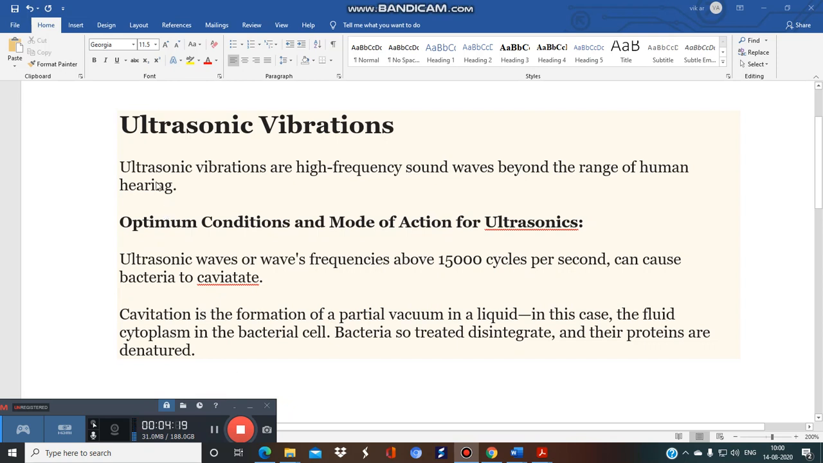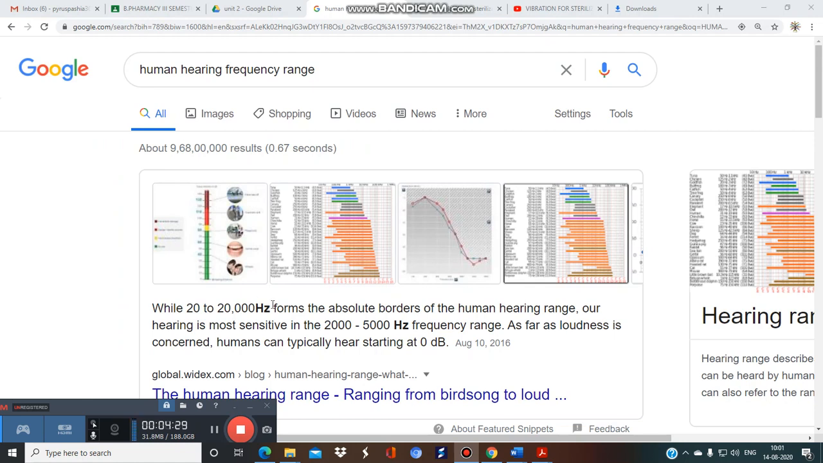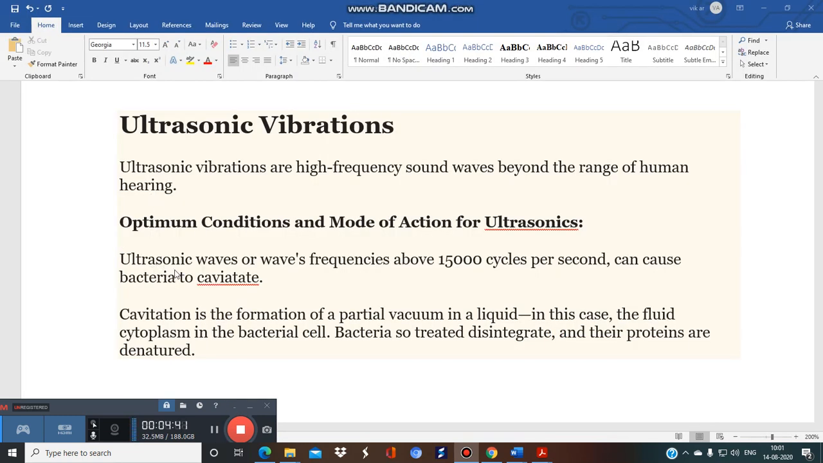So let's see again. Ultrasonic vibrations are high frequency sound waves, and they are beyond the range of human hearing. And we should know about human hearing. We are able to hear sound frequencies between 20 to 20,000 hertz. Please remember this point also. Ultrasonic waves, or you can say wave frequency above 15,000 cycles per second, can cause bacteria to cavitate.